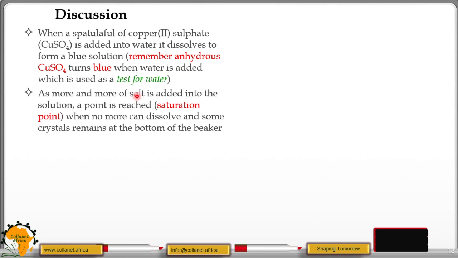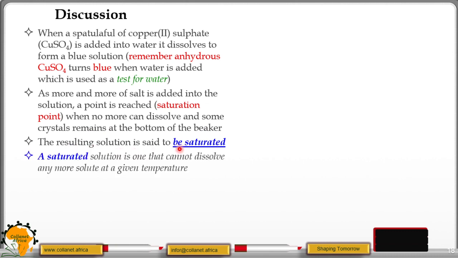As more and more salt is added into the solution, a point is reached where no more solid or crystals can dissolve, and you find that some crystals remain at the bottom of the beaker because they cannot dissolve anymore. This point is referred to as the saturation point. The resulting solution is said to be saturated, and a saturated solution is one that cannot dissolve any more solid at a given temperature.